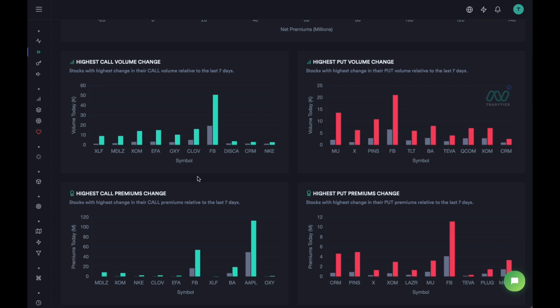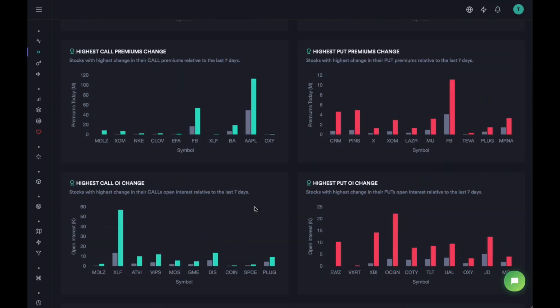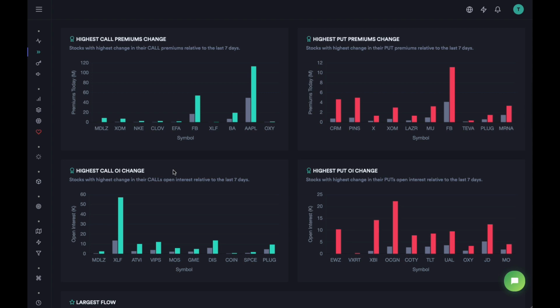In order to find really good swing trading setups, we need to go to these next two: highest call open interest change and highest put open interest change. Open interest is the number of open contracts, and if the volume is high for a symbol in terms of options, then that might mean that the contracts were opened and sold the same day. But open interest is the number of open contracts.